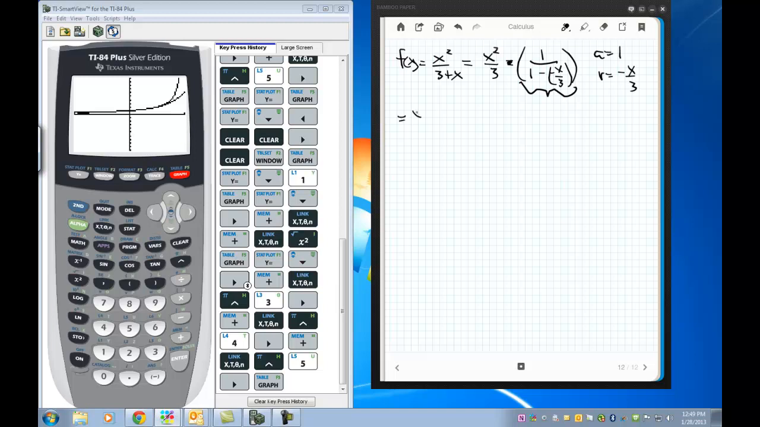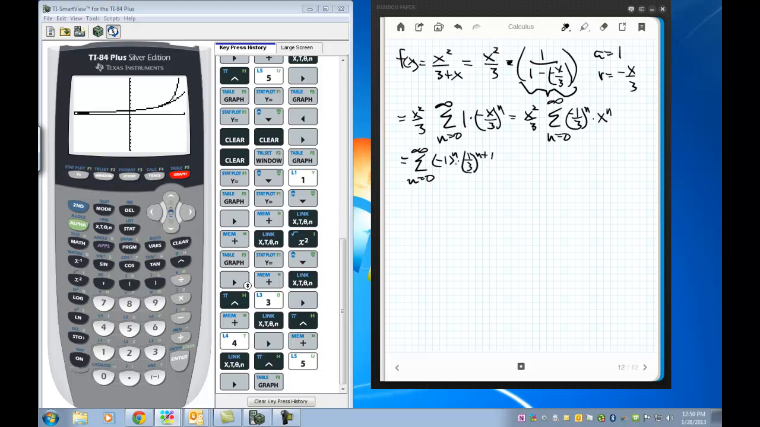So this is equal to x squared thirds times the sum, as n goes from 0 to infinity, of 1 times negative x thirds to the n, which I could rewrite as x squared thirds times the sum, n goes from 0 to infinity, of negative 1/3 to the n times x to the n. When I distribute this guy through, because I need that, remember the power series has all the x terms inside of it. When I distribute this guy through, what I get is the sum, as n goes from 0 to infinity, of, now again, I end up with negative 1 to the n times 1/3 to the n plus 1.